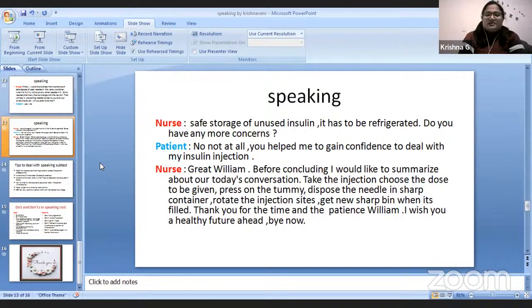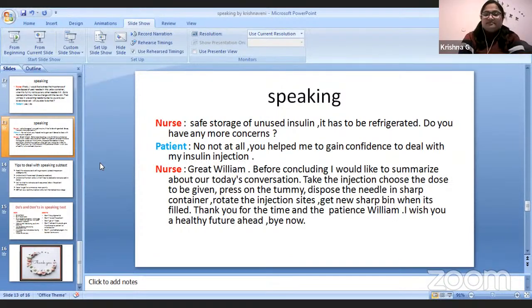Safe storage of unused insulin: it has to be refrigerated. So when you have the new insulin injections, kindly keep them in the fridge so that they will not be exposed to light. Do you have any more concerns? Not at all. You helped me to gain confidence to deal with my insulin injection.